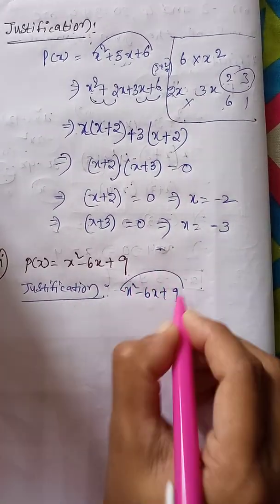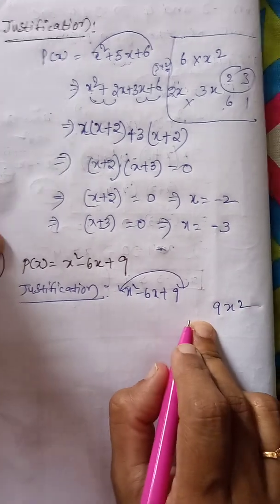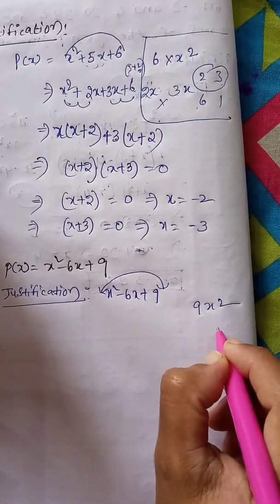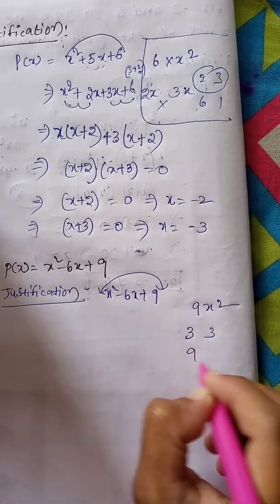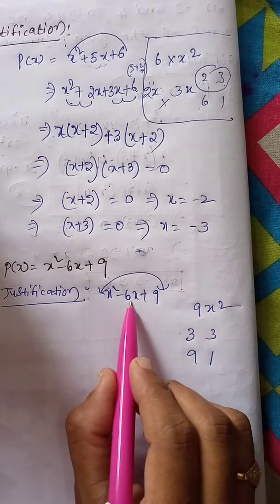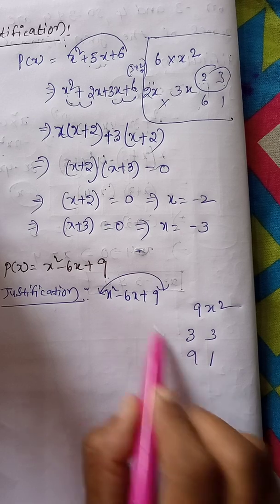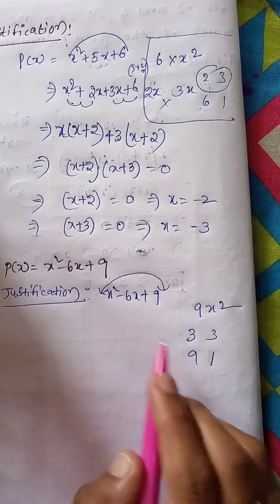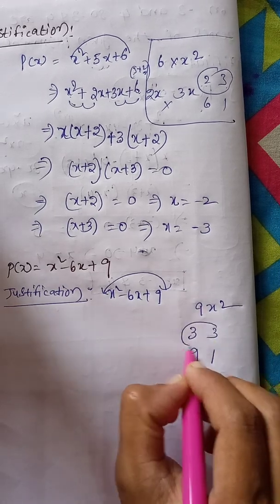Here let us take these two terms, 9 and x square. What are the factors of 9? We can write 3 3s are 9, or 9 1s are 9. If you subtract or add, you have to get this middle term. 3 plus 3 is 6, or 3 minus 3 is 0. No. 9 minus 1 is 8. Will you get minus 6? No. If you add 9 plus 1, 10, will you get minus 6? No. So we have to consider this pair.